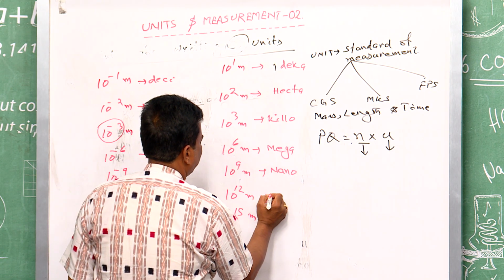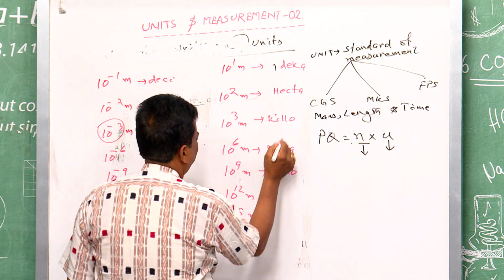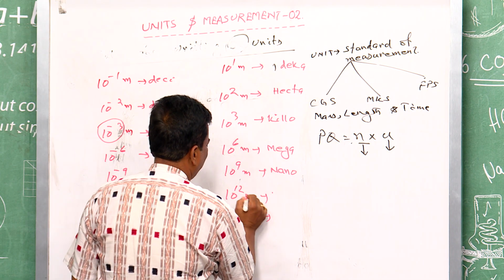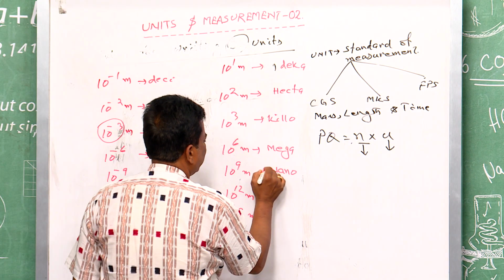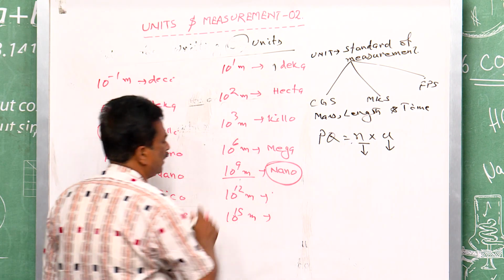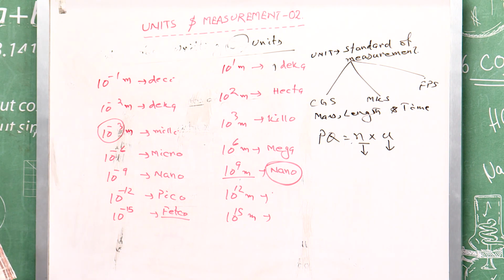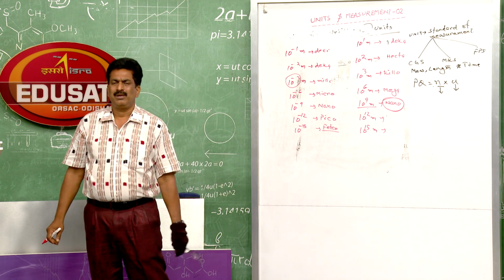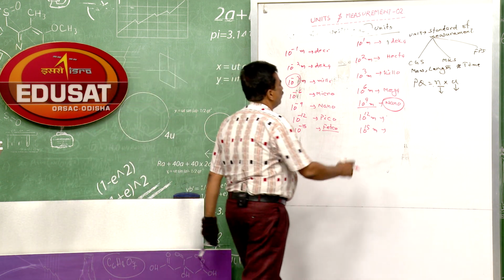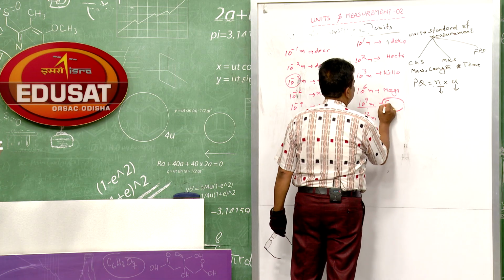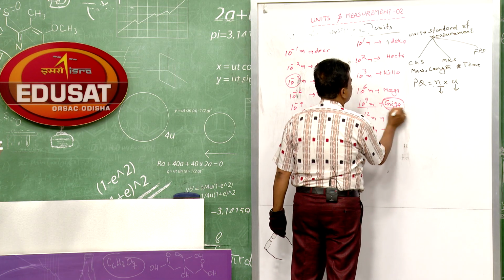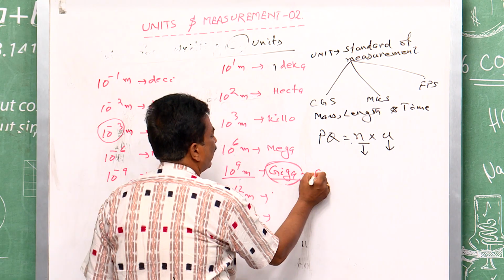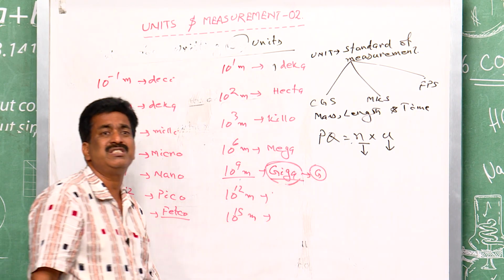This is for the mega, 10 to the power of 12 and 10 to the power of 15. Suppose this is 10 to the power of 9, I will say. What is 10 to the power of 9? Not nano, this is the giga. So for the giga we are using the symbol G.